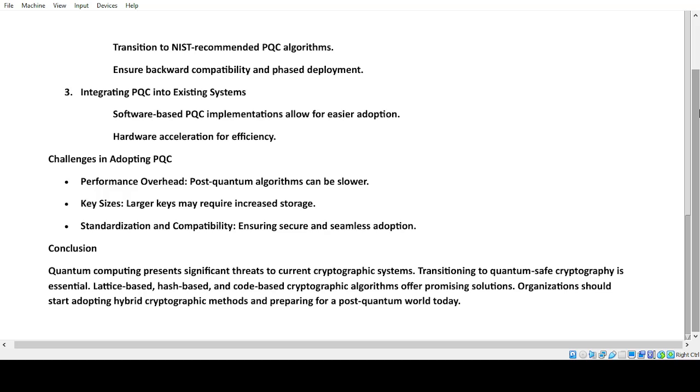Conclusion: quantum computing presents significant threats to current cryptographic systems. Transitioning to quantum-safe cryptography is essential. Lattice-based, hash-based, and code-based cryptographic algorithms offer promising solutions. Organizations should start adopting hybrid cryptographic methods and preparing for a post-quantum world today.